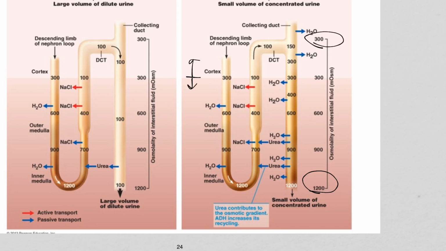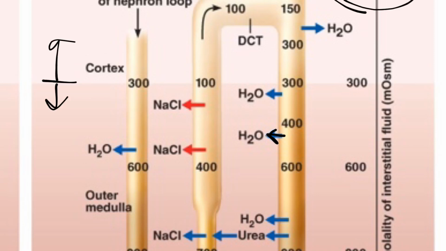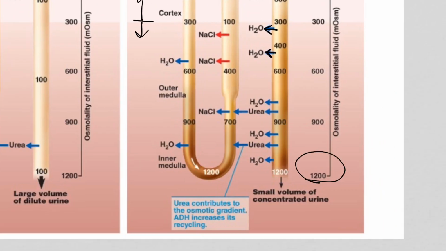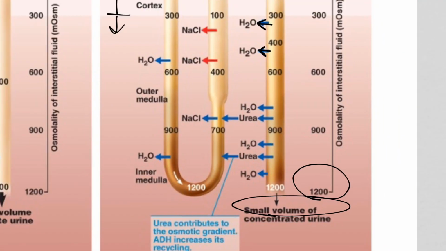And the reason for this is there's no such thing as a water pump, right? There's no active transport pump that moves water, but we have to be able to move water, because if you're dehydrated, you release ADH. The goal is to retain as much water as possible. You want to take that water out of the collecting duct so that it doesn't end up as urine. That's why you get a small volume of concentrated urine at the end.